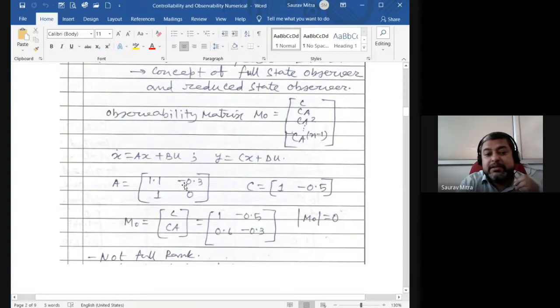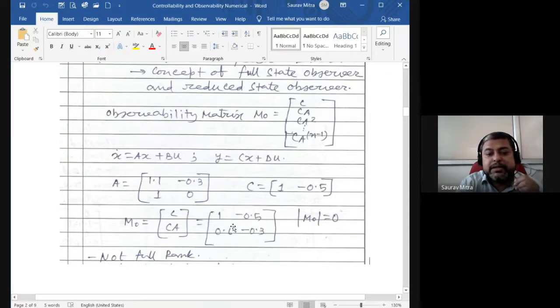C and CA, because this is 2 order. If it was 3 order, then it would have been C, CA, CA square. So numericals are shown later. So what is C? C is 1 and 0.5. So C is 1 and minus 0.5. What is C into A? So just put C here and A here. If you multiply C into A, you'll be getting like this, 0.6 and minus 0.3.